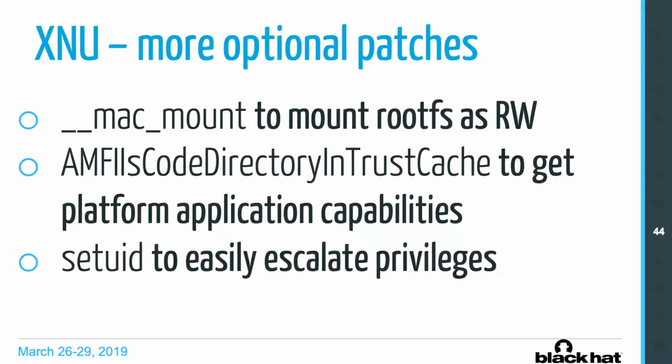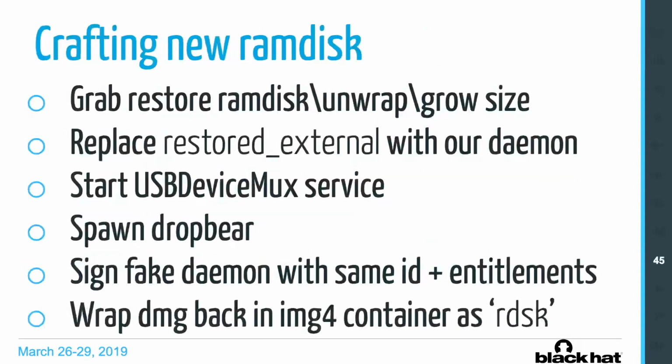Like Mac mount, to easily remount the file system to be readable and writable, or AMFI code directory is in a trust cache. So that's a way how one of the kernel extension checks: is the binary we are running trusted or not? And if it's trusted, it will automatically get platform application capabilities. So we can patch it to 1, so that any binary will be a platform application, for example. And setuid, to easily escalate privileges from user mode. But as I say, it's not really required.